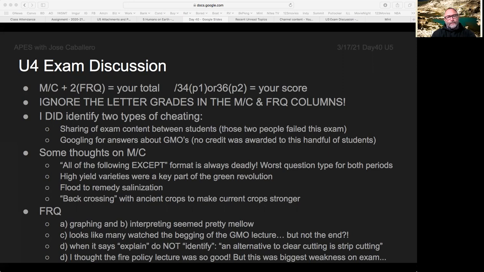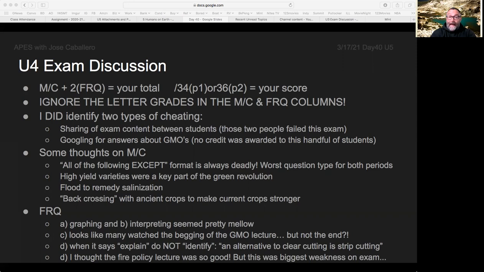Some thoughts on the multiple choice. There's this format of question which always hurts students. It's all of the following except. There were two of those questions. All of the following are ways to feed growing populations except, and the rise in world hunger is caused by all the following except. And those two questions had the lowest results on this exam.